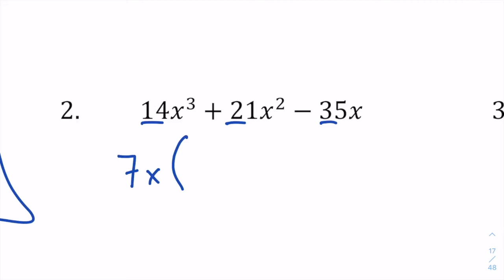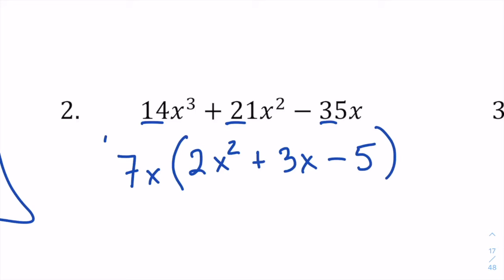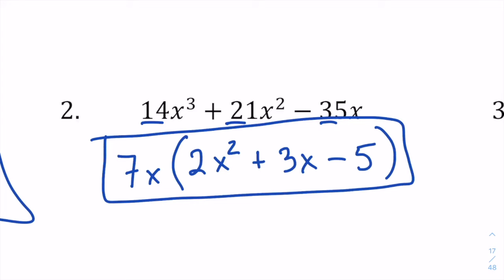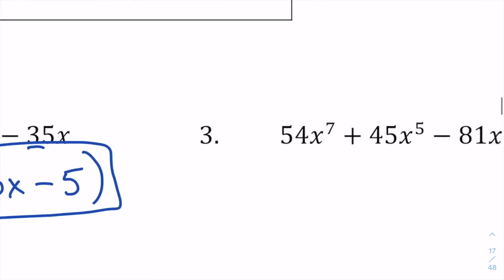14 divided by 7 is 2. We took away 1x. We have an x squared. Bring down our plus sign. 21 over 7 is 3. We took away 1x, so we still have 1 left over. This time we have a minus to bring down. 35 divided by 7 is 5, and no x's are left. So that is the factored expression. Let's do one more here together.